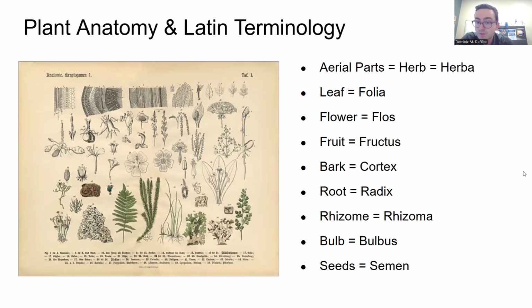Flower is flos, fruit is fructus, bark is cortex, root is radix, rhizome is rhizoma. We're going to go over the difference, by the way, between a root and a rhizome and what makes each different. Likewise with a bulb, bulbous. And seeds, of course, are semen. Makes sense as well, right? Because we're talking about the reproductive portion of the plant.